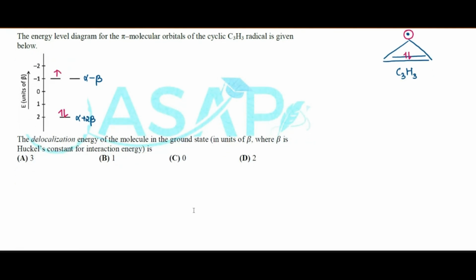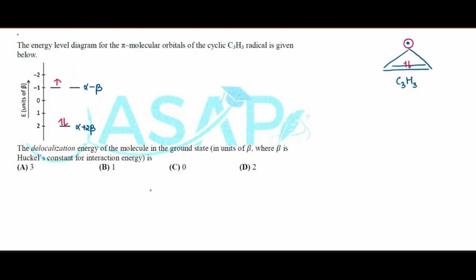Now the question is to find the delocalization energy. Before finding the delocalization energy, you have to find the energy corresponding to the pi electrons. What is the total energy of the pi electrons? We have 2 electrons in alpha plus 2 beta, which is 2 times alpha plus 2 beta, plus one electron in alpha minus beta. So you have 1 electron in alpha minus beta. So the energy corresponding to the pi electrons is equal to 2 alpha plus alpha is 3 alpha, 2 beta minus beta is plus beta. So this is the energy corresponding to the pi electrons.